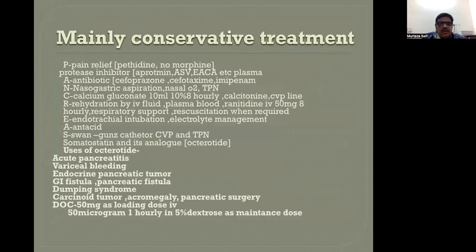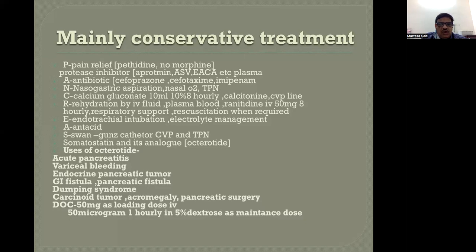T for pain relief: pethidine or morphine; protease inhibitors, aprotinin, ASV, EVE, EACA, that is plasma. A is antibiotic: cefoperazone, cefotaxime, imipenem. N, nasogastric aspiration, nasal O2, TPN. C, calcium gluconate, 10 ml, 10% 8 hourly, calcitonin, CVP line, rehydration by IV fluid, plasma, blood, ranitidine IV 50 mg 8 hourly, respiratory support, resuscitation when required. E, endotracheal intubation, electrolyte management. A, antacid. S, Swan-Ganz catheterization, CVP and TPN.